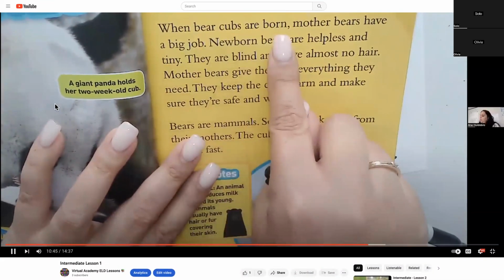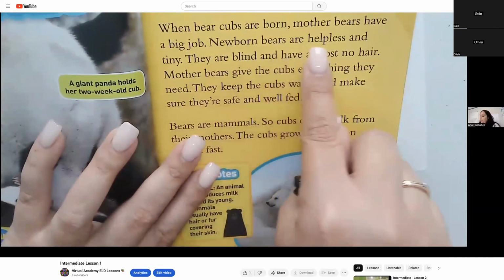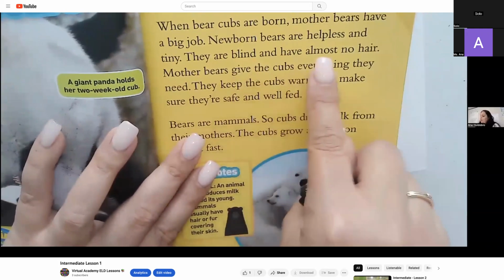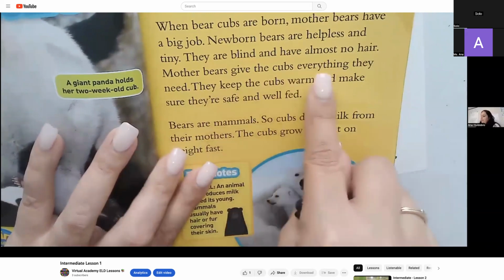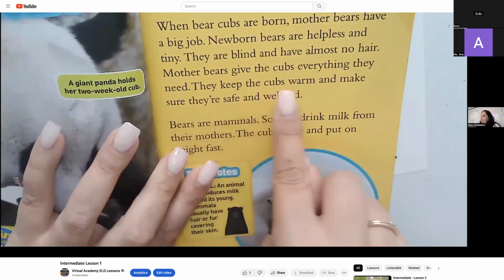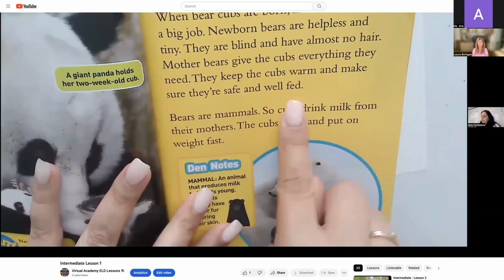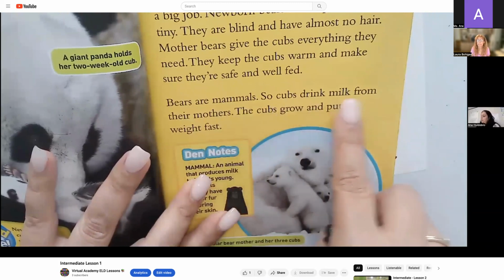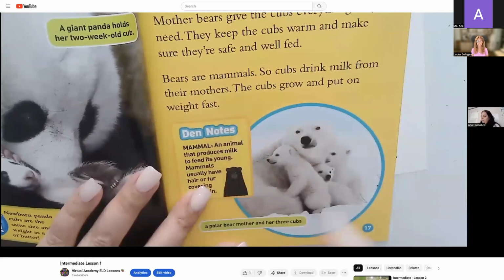When bear cubs are born, mother bears have a big job. Newborn bears are helpless and tiny. They are blind and have almost no hair. Mother bears give the cubs everything they need. They keep the cubs warm and make sure they're safe and well fed. Bears are mammals, so cubs drink milk from their mothers. The cubs grow and put on weight fast.